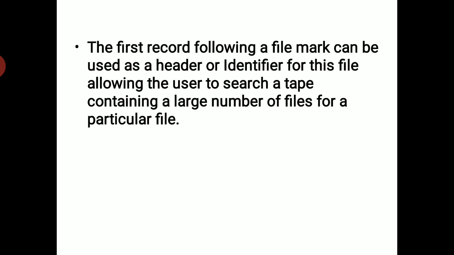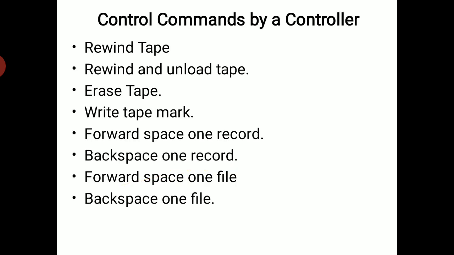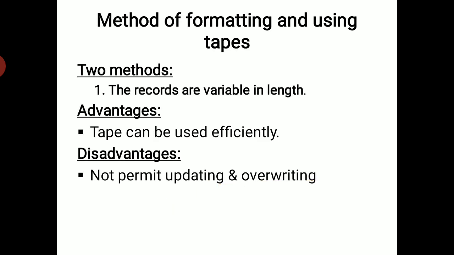The first record mark, the file mark, will act as a header or identifier for where it has to start the recording. It may use commands such as rewind tape, rewind and unload tape, erase tape, write tape, forward space one record, backspace one record, forward space one file, backspace one file. So these are some of the controllers.